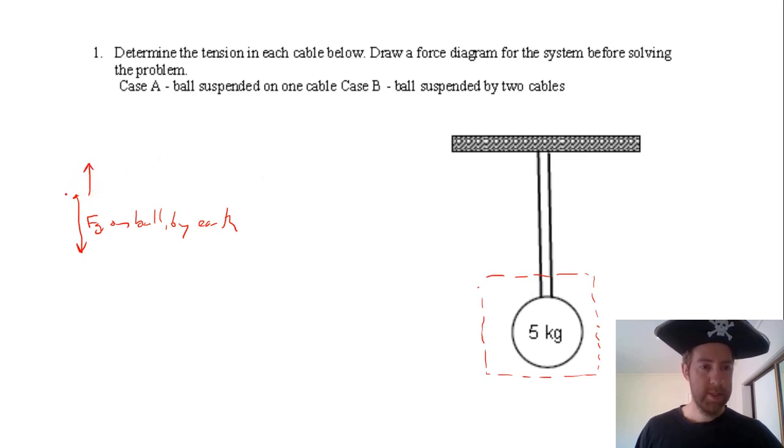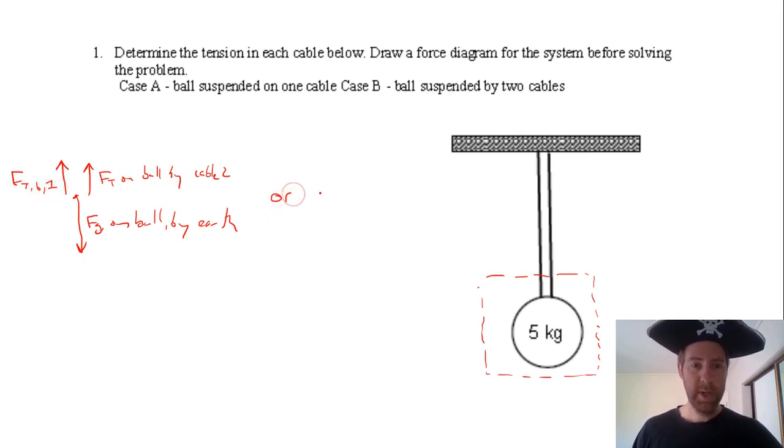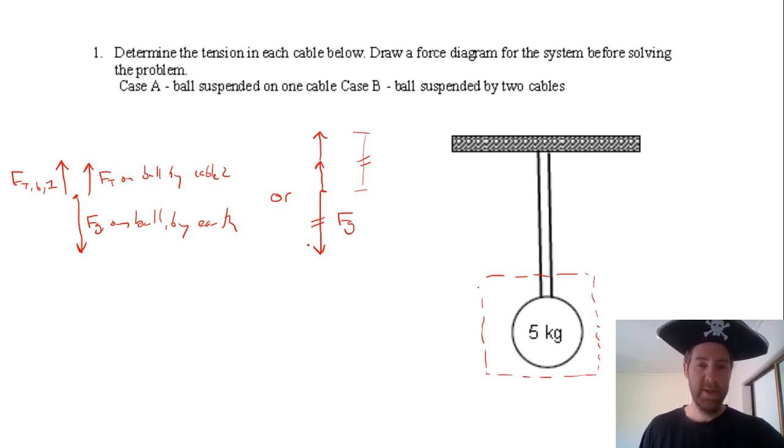You could draw it like this. Force tension on ball by cable 2, and this is force tension on ball by cable 1. Or you could draw it like this. And together, that is the same size as that, because it's not moving. Its net force is 0. It's not accelerating.